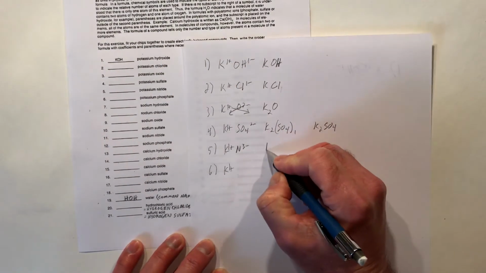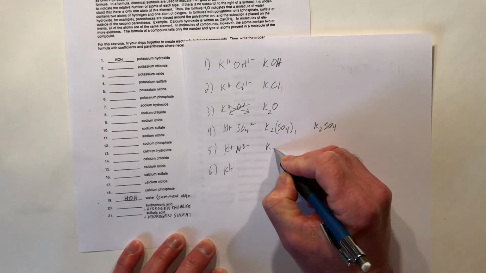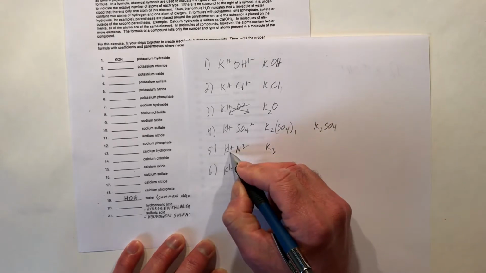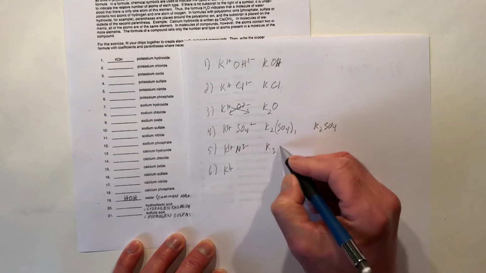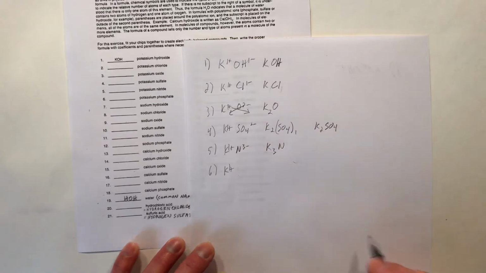So we crisscross this and we get K3. This 3 drops down there, crisscrosses down. The 1 goes there, and 1, or just K3N.